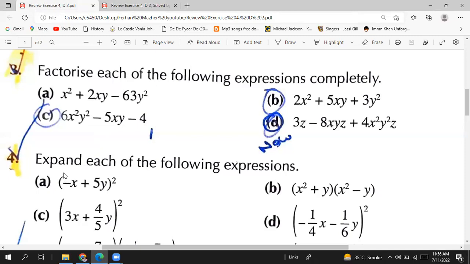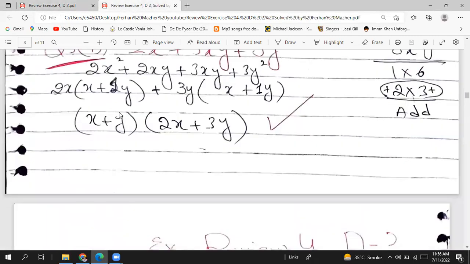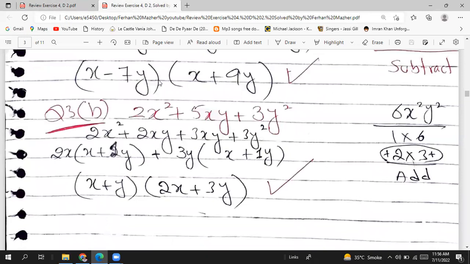Okay, so we are going to the next question. The next question is question number 3, B part. It is 2x squared plus 5xy plus 3y squared. Okay, so here we go. We will multiply the extreme terms. It gives you 6x squared y squared. So we will write the factors of 6. They are 1 into 6, 2 into 3.